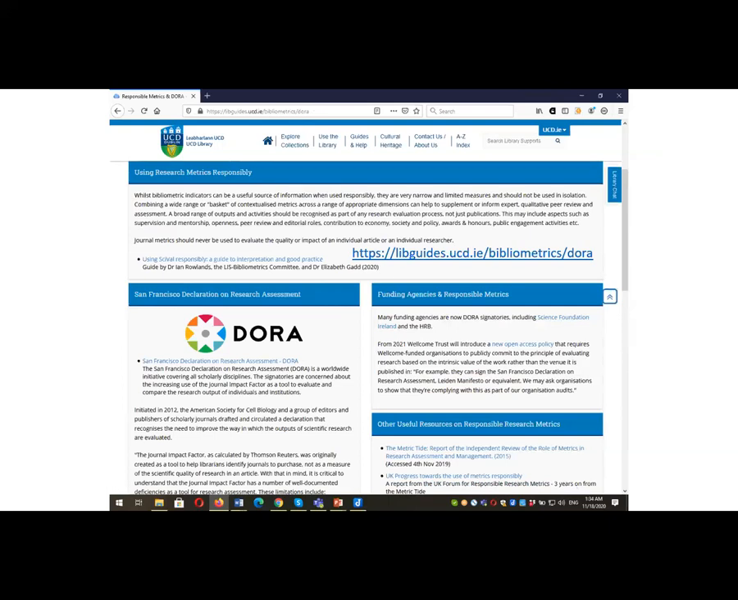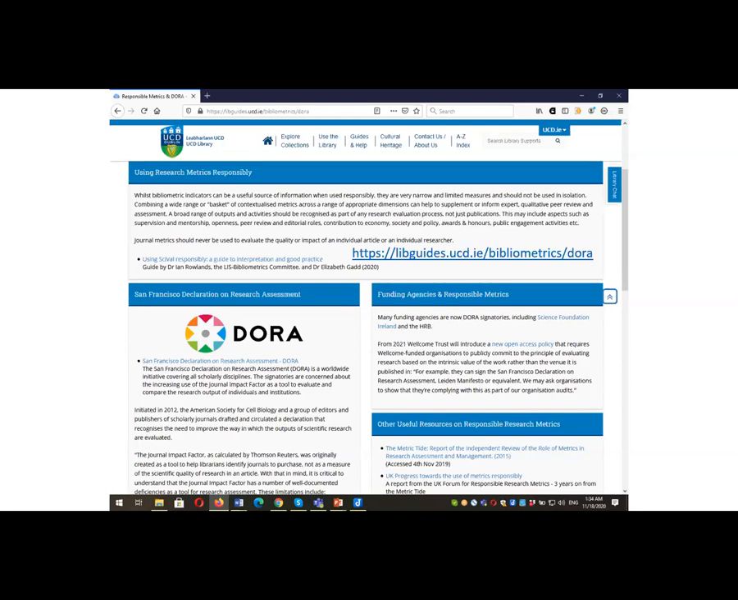Responsible metrics is a topic that has been highly discussed since 2015, when the Metric Tide report was released, highlighting some of the biases with bibliometrics and how they could be avoided. And even earlier, in 2012, an initiative called the San Francisco Declaration on Research Assessment was initiated.